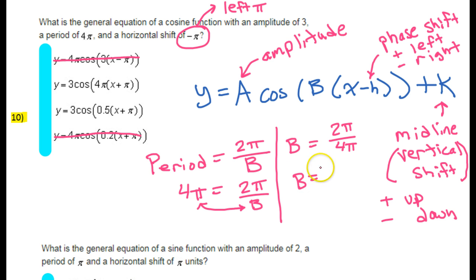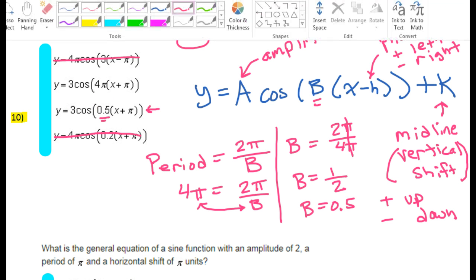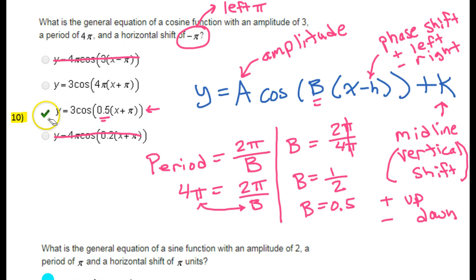So that's going to give me, well, the pi's will now cancel each other out, so no more pi's. And 2 over 4 reduces down to 1/2, which is the same thing as 0.5. So the b value is 0.5. Remember, the b value goes right here. So this is the function that has a b value of 0.5 in addition to everything else we already talked about. So this third one is the answer. Let's go ahead and check our answer. Kabam! Nailed it.